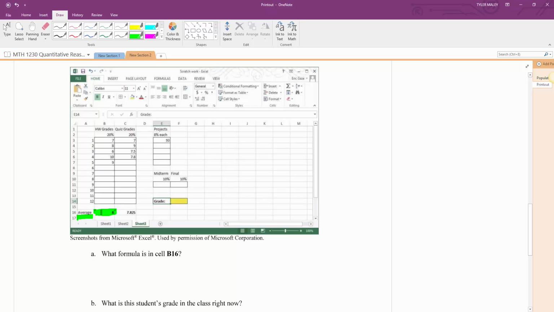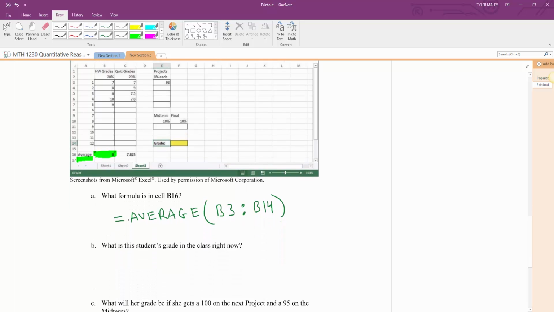So it appears that this 8 is averaging the scores on the 12 homework grades. So the formula that you would want here, we could do equals, and we could just use the average function in Excel, and then the range that we want to go through is B3 to B14. So that is the formula that's in cell B16.